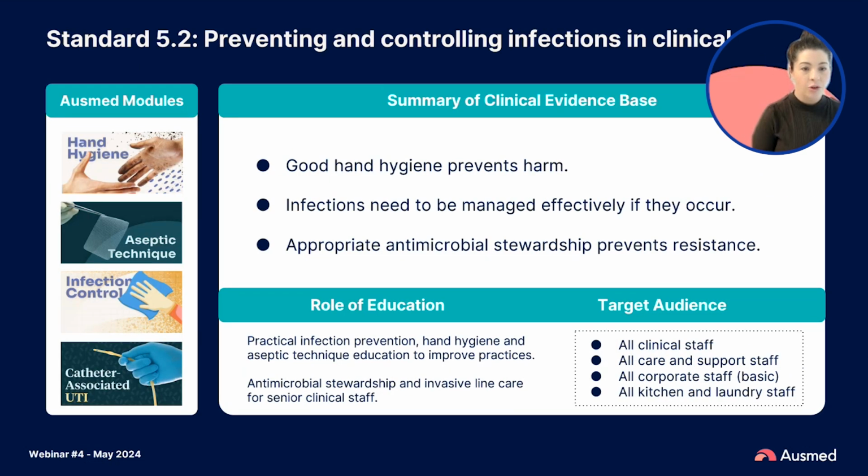Moving on to 5.2, preventing and controlling infections in a clinical care environment. This is simple. We've all got the lived experience over the last 4 to 5 years to know that good hand hygiene prevents harm. If we can't prevent harm from happening and an infection does occur, then of course they need to be managed effectively. And that's where our appropriate antimicrobial stewardship comes into play. We want to prevent that resistance.